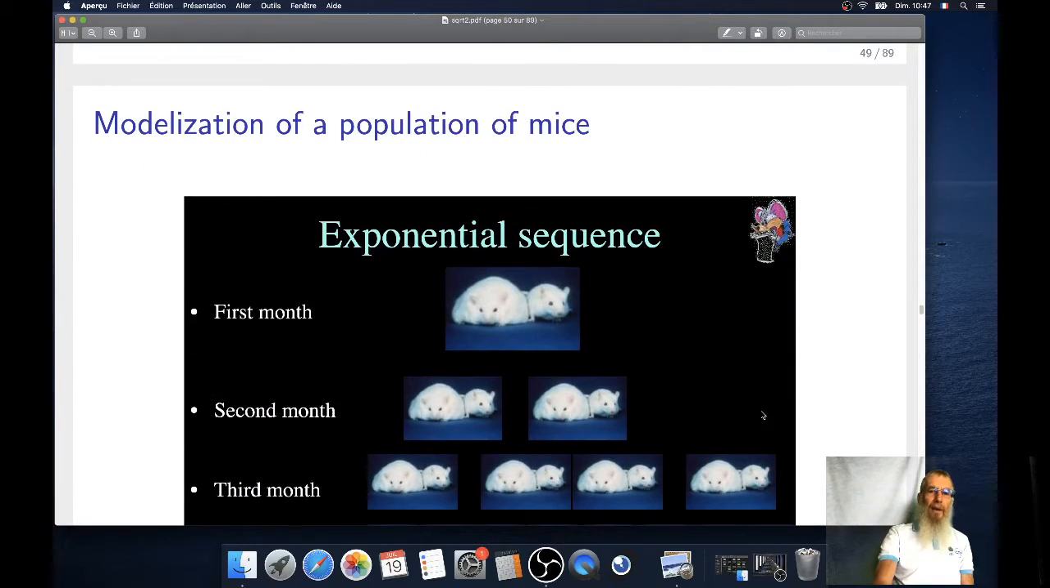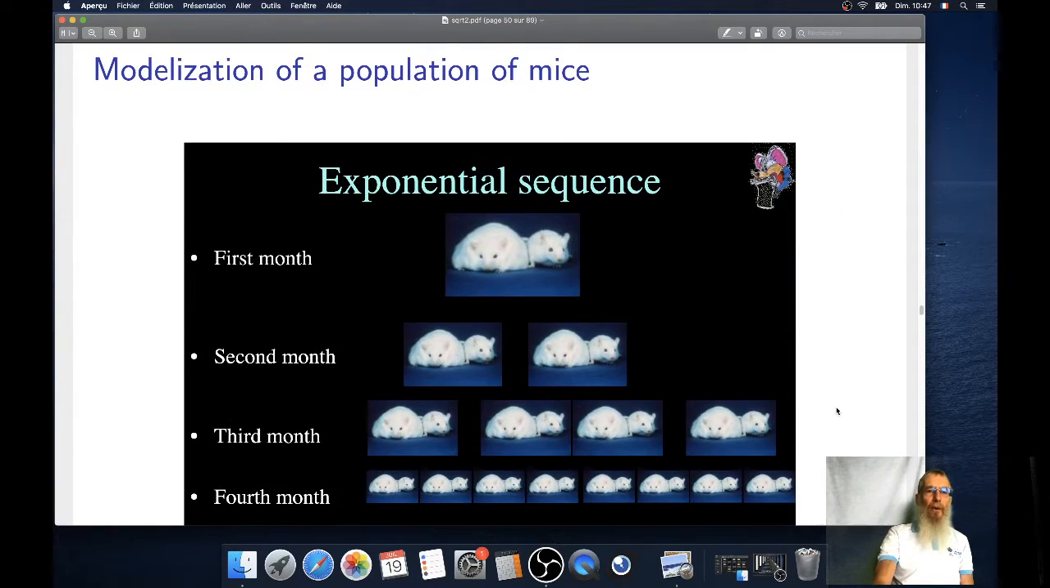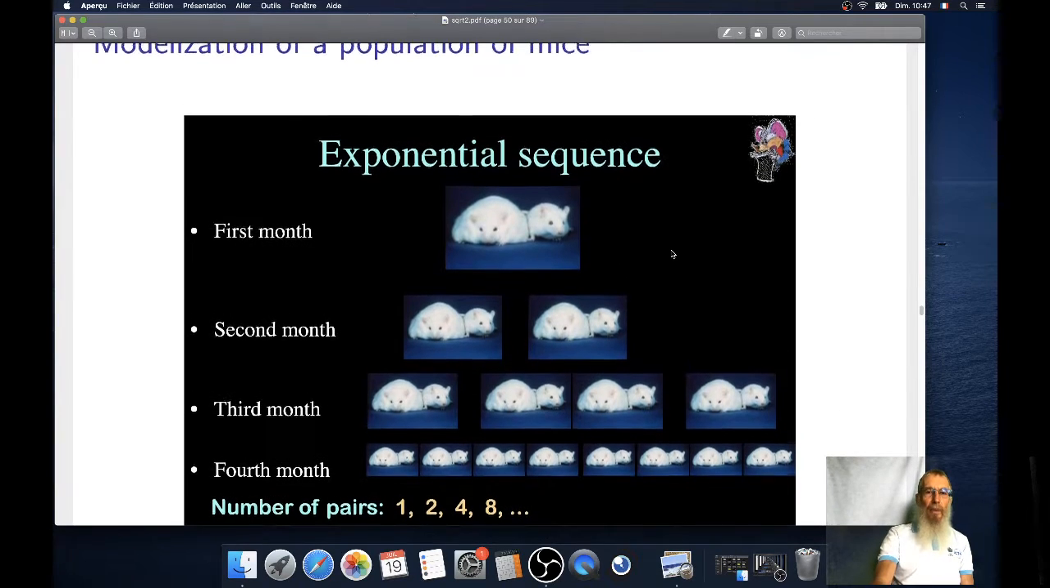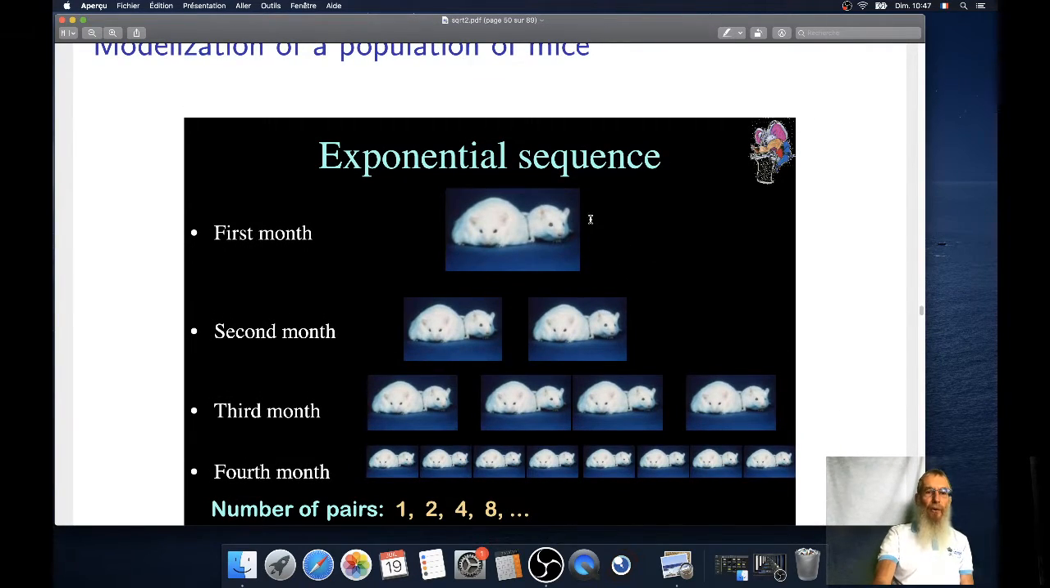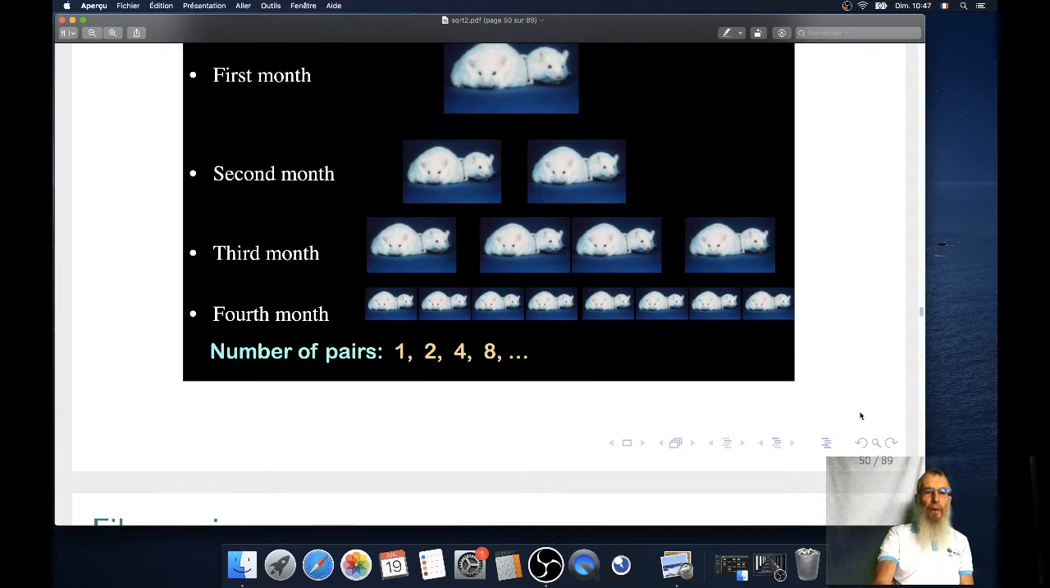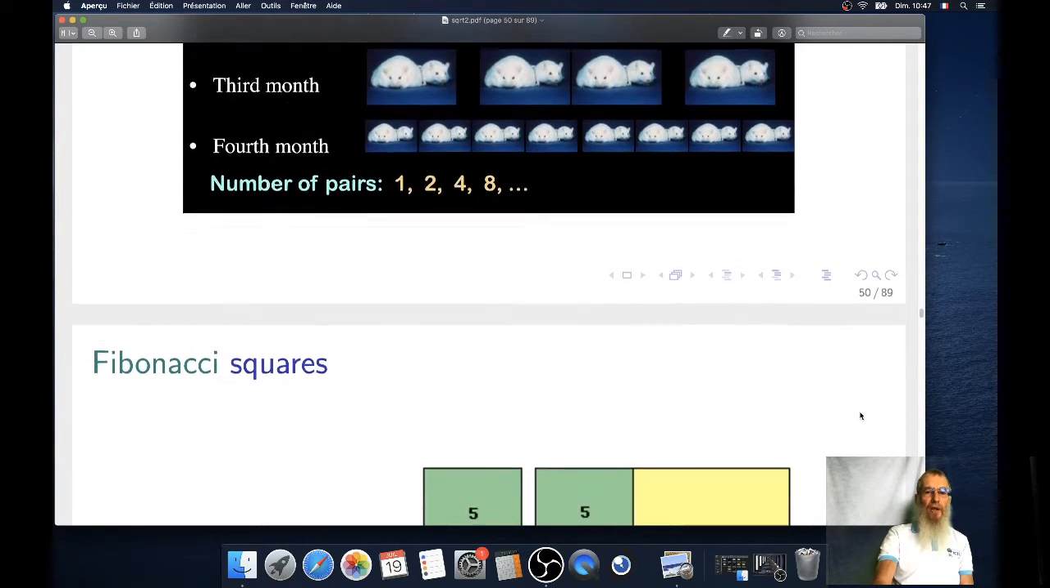You can get the exponential sequence by another modelization of a population growth. If you take mice, on the first month you have 1 pair, but you assume that they give birth to another pair of mice the next month. So the second month you have 2 pairs, and the third month you have 4 pairs, and then the 4th month you have twice the number of the previous number, so it gives rise to the exponential sequence.